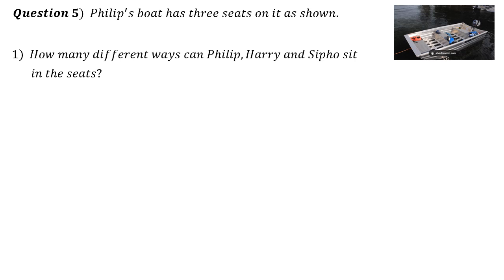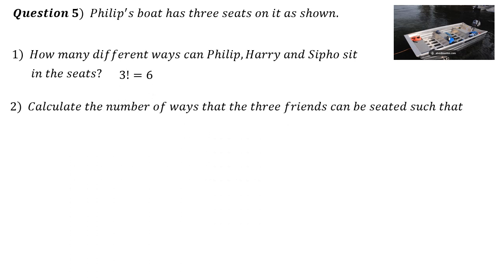Question 5. Philip's boat has 3 seats on it as shown. 5.1. How many different ways can Philip, Harry and Sipho sit in the seats? Do you agree? The answer is 3 factorial, and that is 6. Number 2. Calculate the number of ways that the 3 friends can be seated such that Philip and Sipho are seated next to each other.